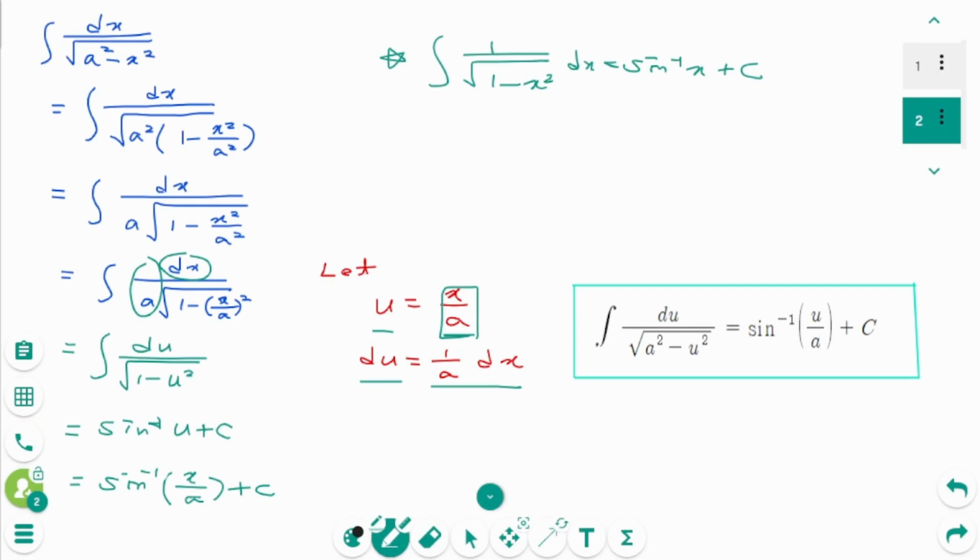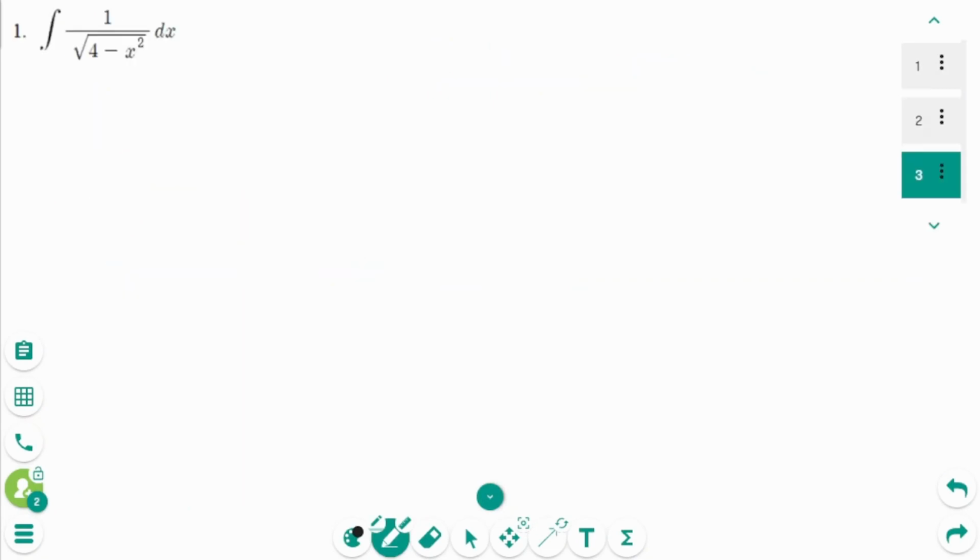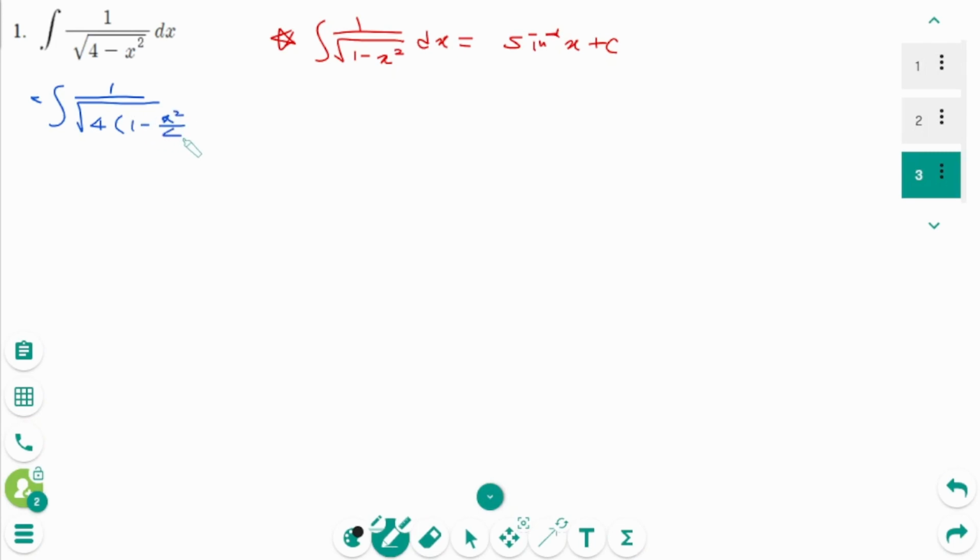If you forgot the integral formula, this is how you should start. We have to use this basic formula. Integral of 1 over square root of 1 minus x squared dx equals arcsine of x plus c. The integral of 1 over square root of, take out 4, open the bracket, inside of the bracket is 1 minus x squared over 4 dx.